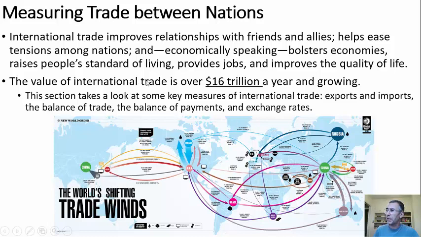The value of international trade is over $16 trillion a year and growing. So this section takes a look at some key measures of trade. This is a cool map again, well, I think it's cool, of the world's shifting trade winds, right? So it's showing you Russia, what they're exporting, there's oil, there's different types of things here, electronics. So who's exporting what to whom and what's going on? So the US over here, yes, we're bringing in tons of stuff from Japan, from China, etc., but we're also exporting a lot throughout the world, right? So it gives you an idea.